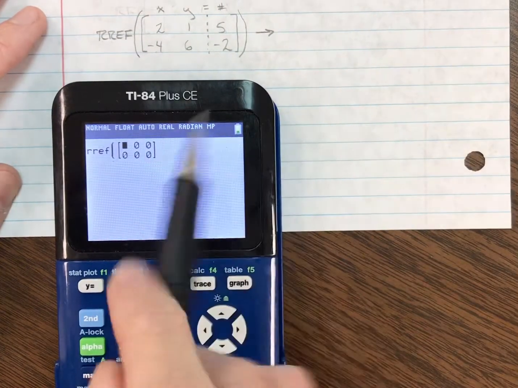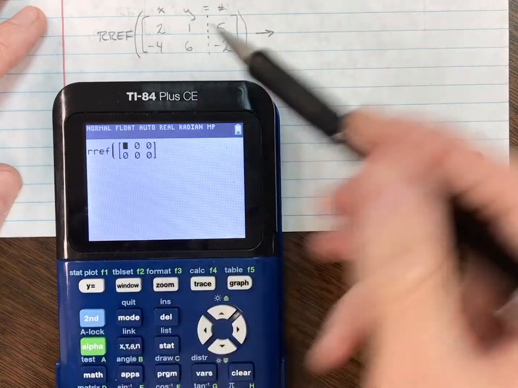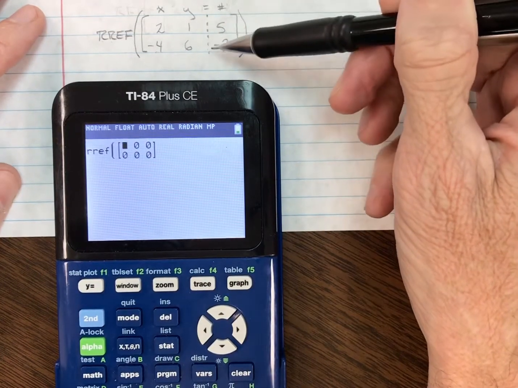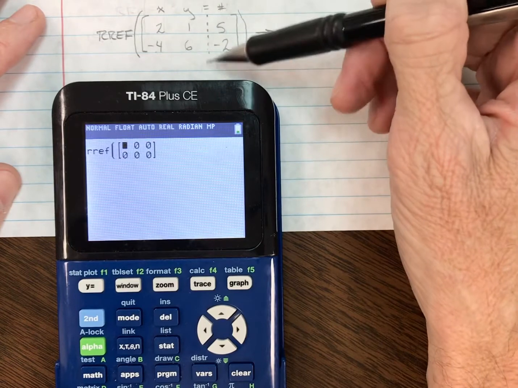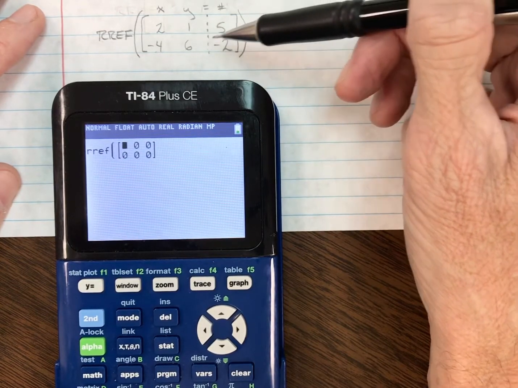Now notice there is no dashed line here. That's to help us. But you can kind of think it's there, helping us to understand it when we see it in writing.